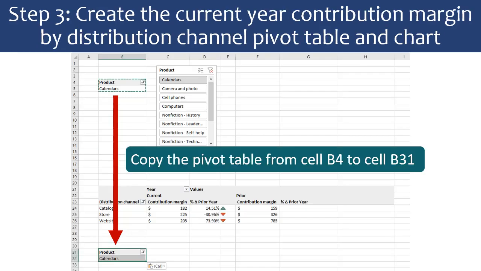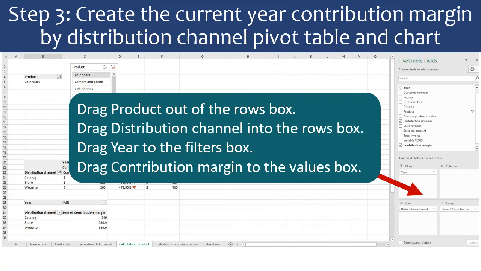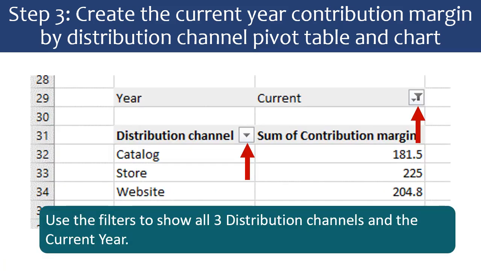Now we are going to create a current year contribution margin by distribution channel pivot table and chart. Start by copying the pivot table from cell B4 to cell B31. Drag product out of the rows box. Drag distribution channel into the rows box. Drag year to the filters box. Drag contribution margin to the values box. Use the filters to show all 3 distribution channels in the current year.